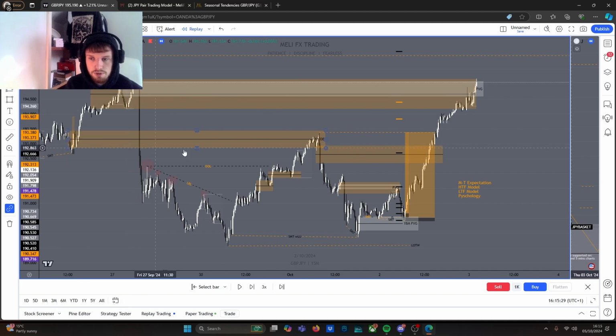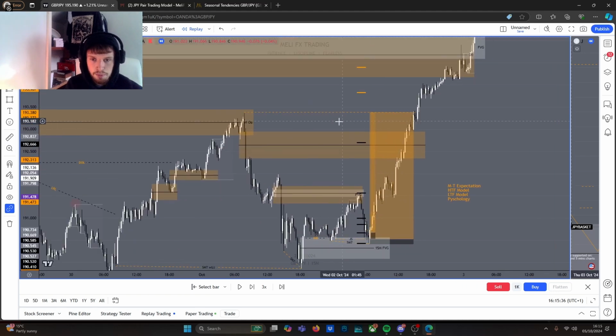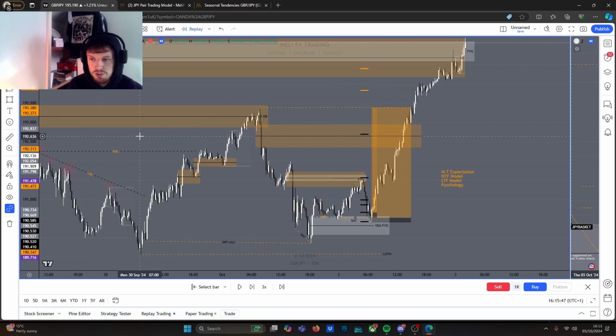Up top here we've got a 4-hour fair value gap, which literally 50% of that lines up with it. And it's also just above this high on market maker buy model completion. So I took this trade and I made 17% on my 50k account with ACG. Put the trade execution somewhere on the screen so you can see.